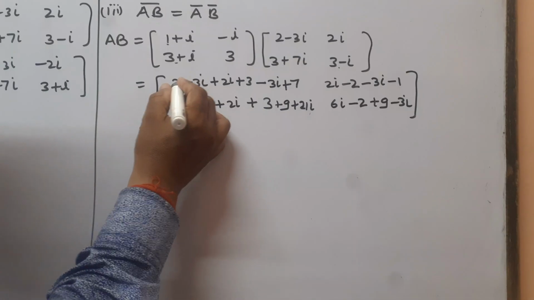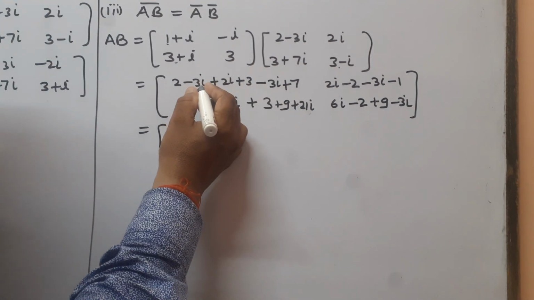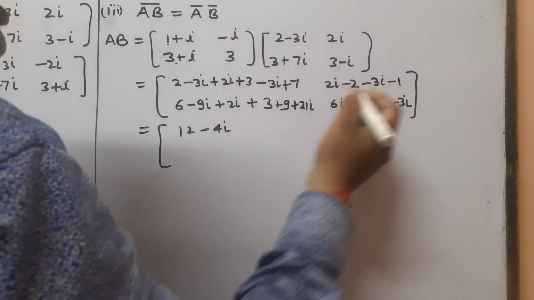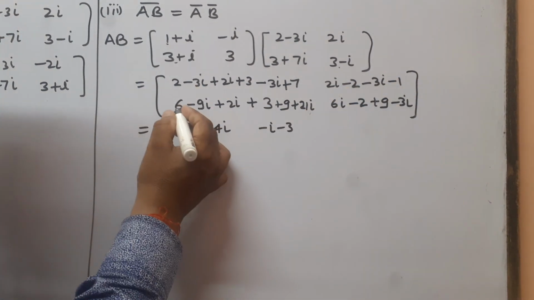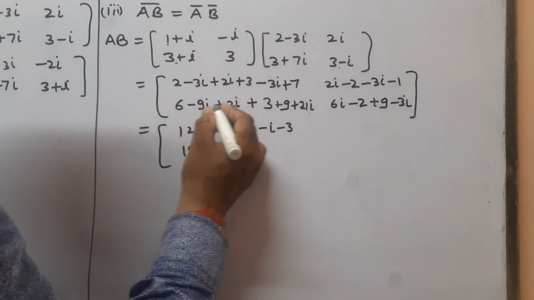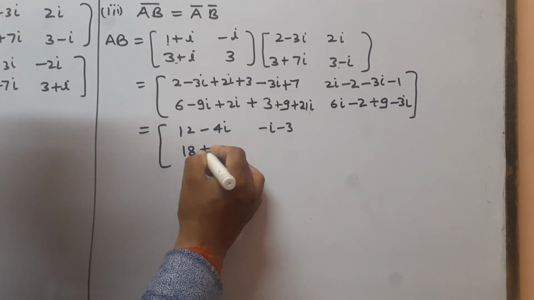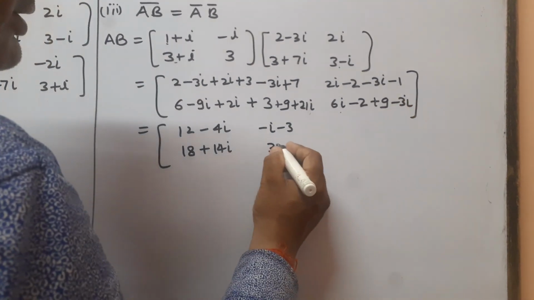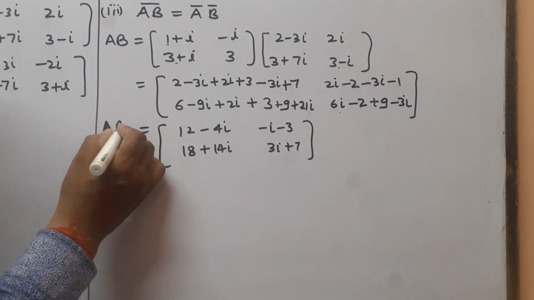Here we can see this is 2 plus 3, 5 plus 7, 12, and this is minus 3i minus 6i plus 2, minus 4i. Minus 2i minus 3i is minus 5i, minus 2 minus 1 is minus 3. 6 plus 3 is 9, 9 plus 9 is 18, minus 9i plus 2i minus 7i plus 21i is 14i. Similarly here 6i minus 3i is 3i, 9 minus 2 is 7 here. So this is the AB matrix.